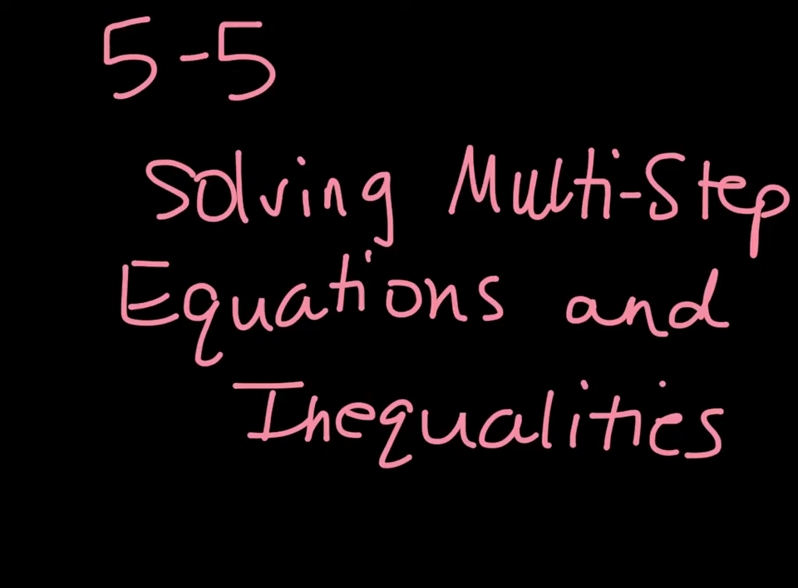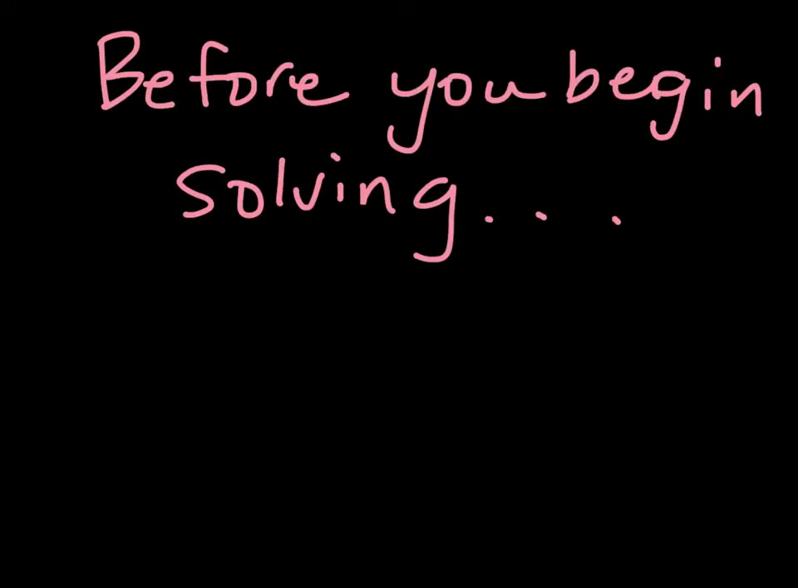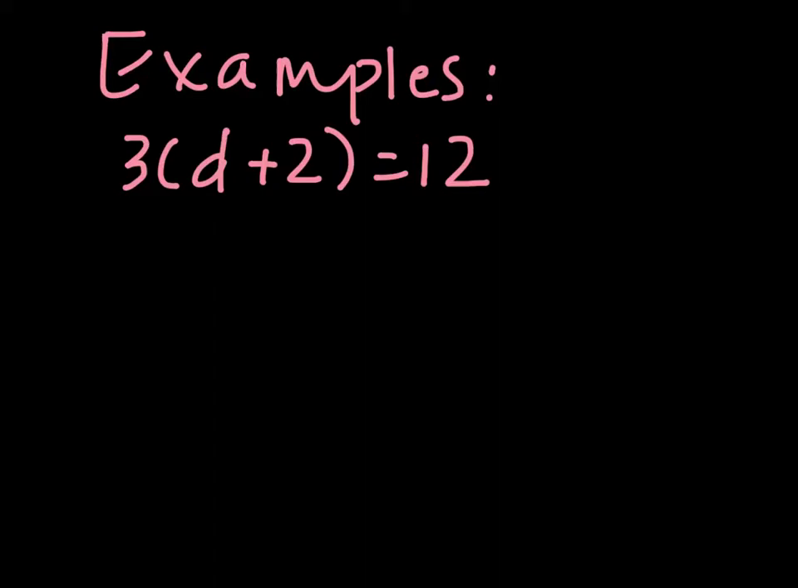Chapter 5, Lesson 5, solving multi-step equations and inequalities. Before you begin solving any type of equation or inequality, the most important thing you need to do is simplify. So get rid of any parentheses, combine any like terms that are on the same side, and then you should be left with a fairly simple equation or inequality to solve. Okay, so let's look at some examples.